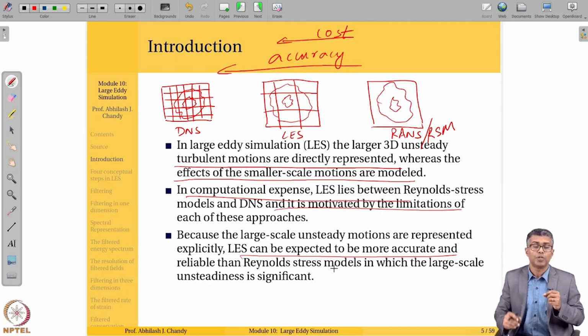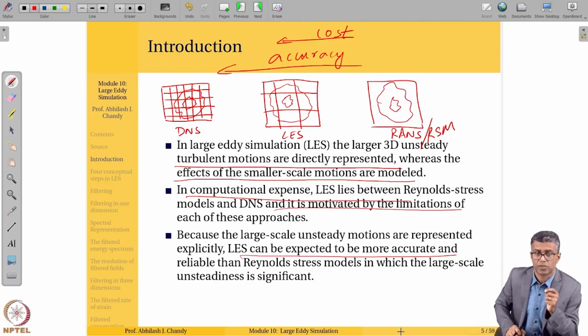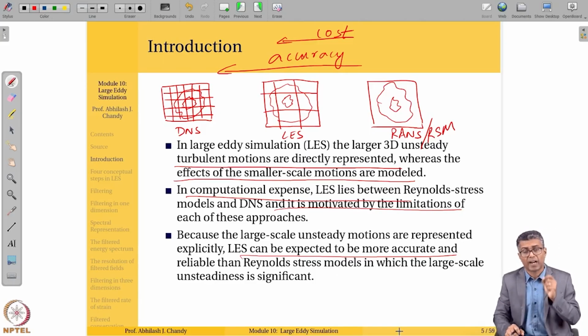Because remember, you are filtering the Navier-Stokes equations. The Navier-Stokes equations are unsteady. You are filtering the Navier-Stokes equations in space. What you're getting is the filtered Navier-Stokes equations, which are also unsteady. So this is the beauty of LES, right? You are solving a transient set of equations. Yes, filtered in space, but still a transient set of equations.